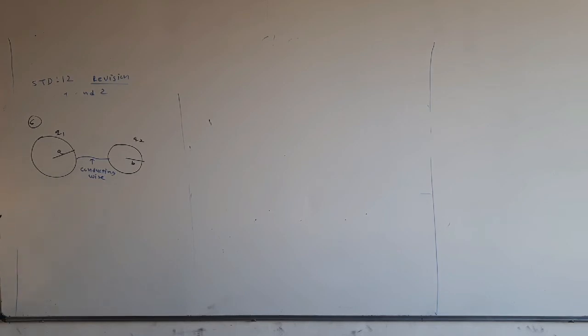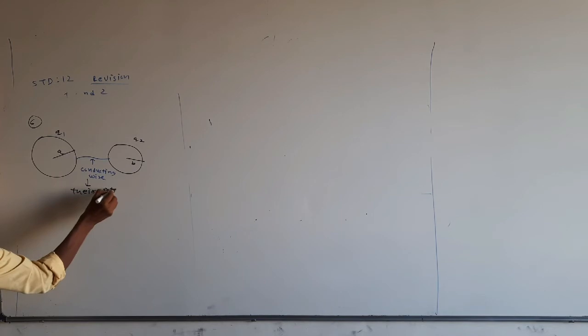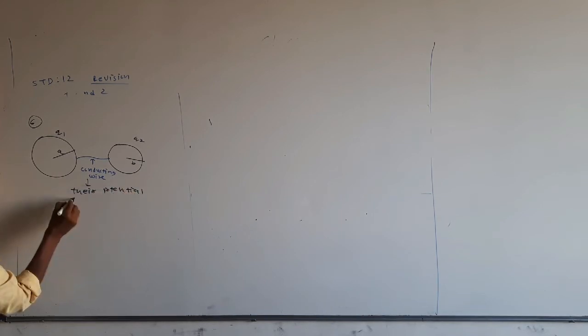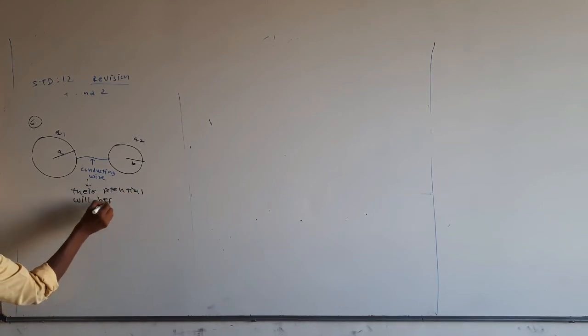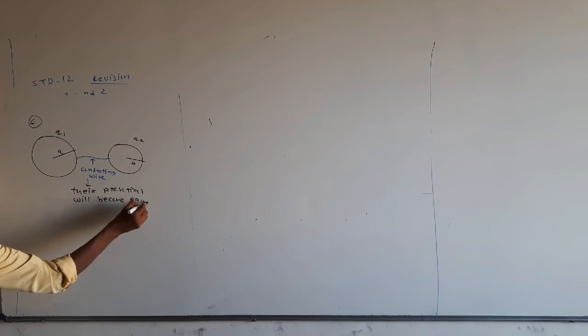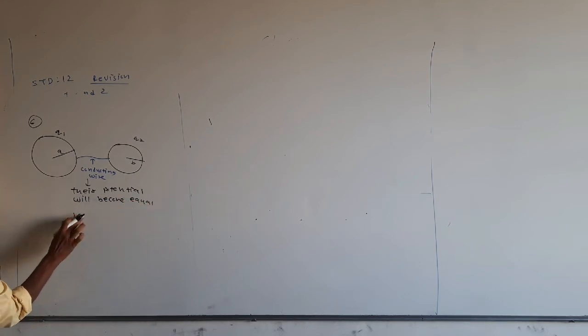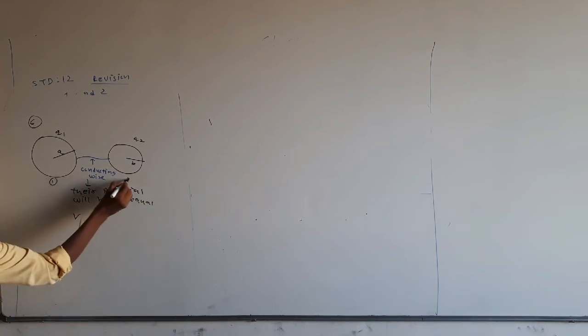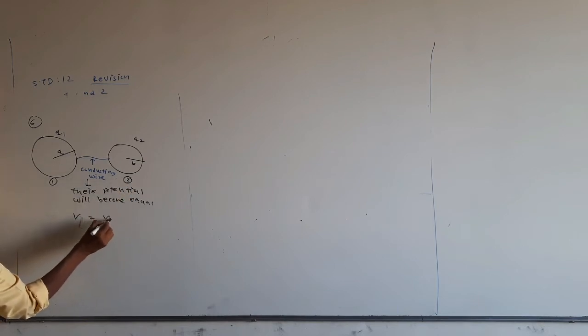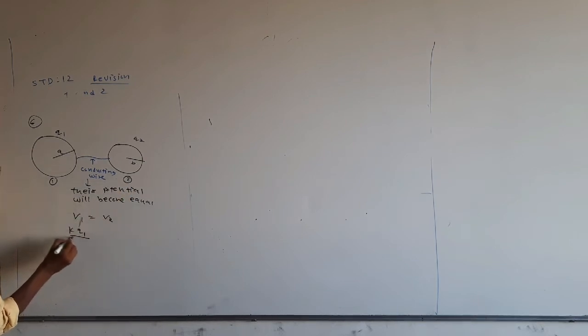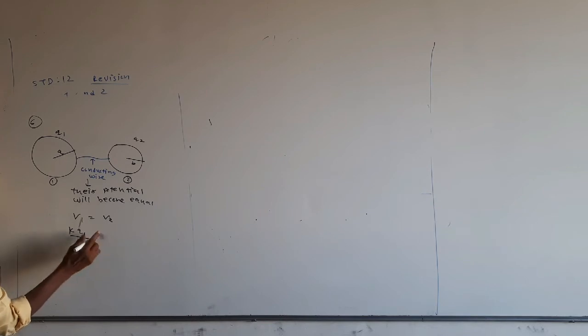Now, when they are connected by conducting wire, their potential will become equal. V1 equals V2, so K Q1 upon radius A is equal to K Q2 upon radius B. Okay, now K is cancelled.